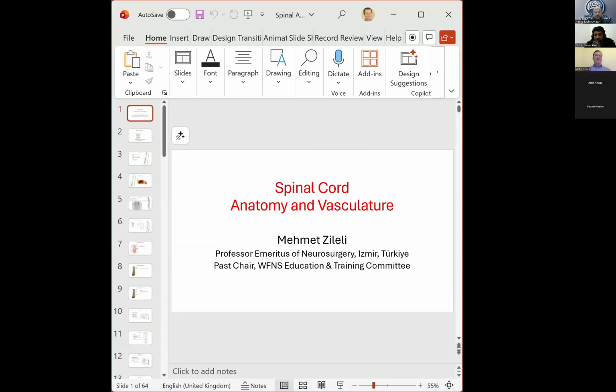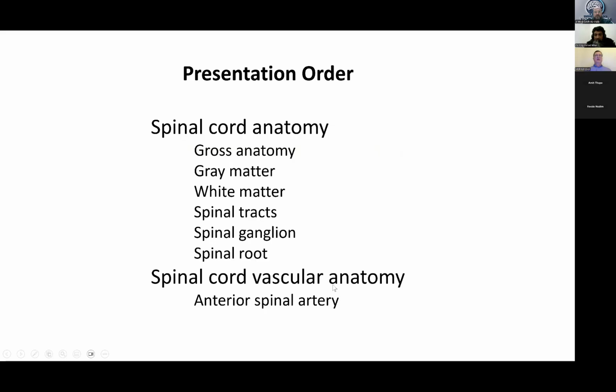What I will try to explain here is the spinal cord anatomy and vasculature, and this will be my presentation order. First, starting with the spinal cord anatomy: gross anatomy, gray matter, white matter, spinal tracts, ganglion, spinal roots, and the spinal cord vascular anatomy.